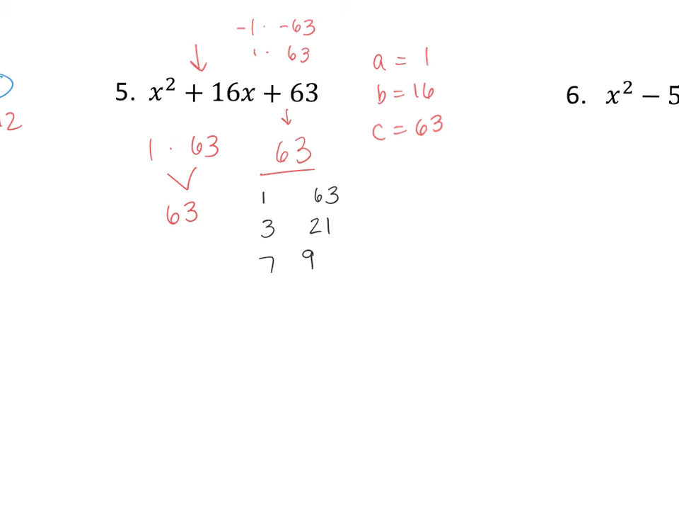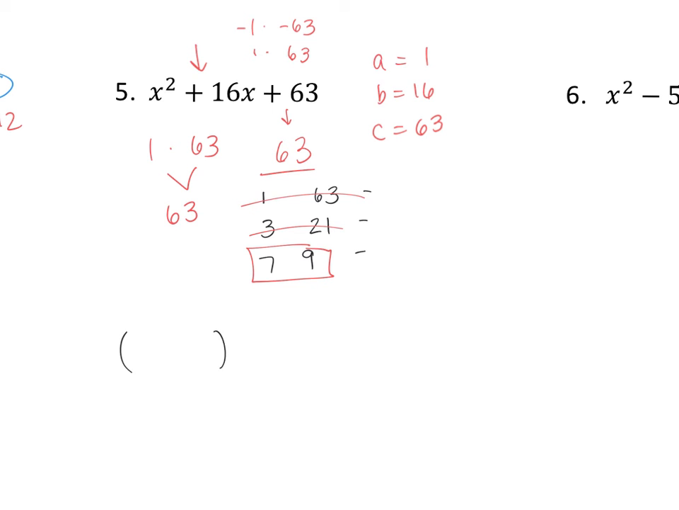So what we're going to do is we need to add these up to see which one gets us 16, okay? 1 plus 63 is 64, so not 16. 3 plus 21 is 24, so not 16, but 7 plus 9 does indeed equal 16. Okay, so those are the factor pairs that we are choosing.